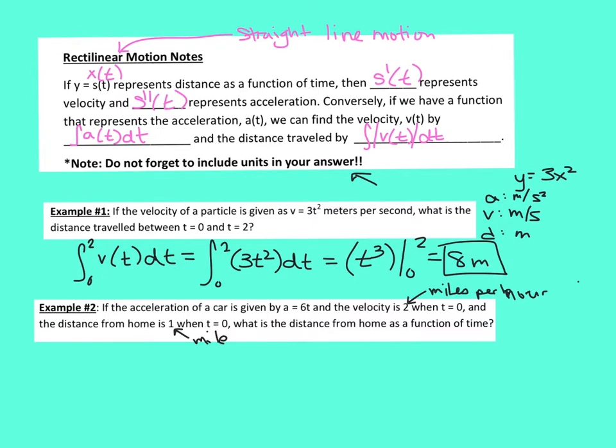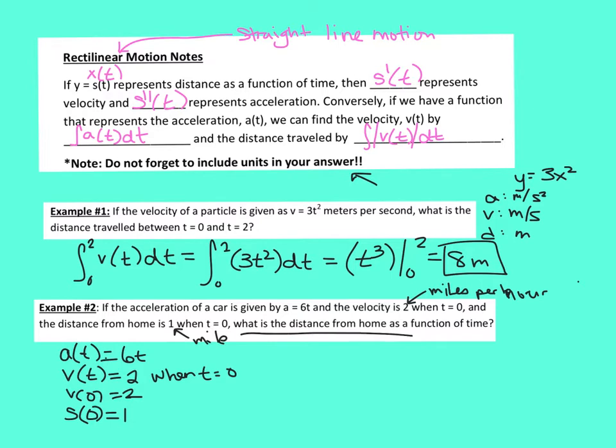So we want to know, if the acceleration of a car is given by a equals 6t, a of t equals 6t. You can write it with a of t, or you can just write it as a equals. We know that the velocity is 2 when t equals 0. Actually, better way to write that is just v of 0 equals 2. Same idea. And the distance from home is 1 when t equals 0. So we have s of 0 is equal to 1. So these are the things that they tell us so far. We want to know what is the distance from home as a function of time.